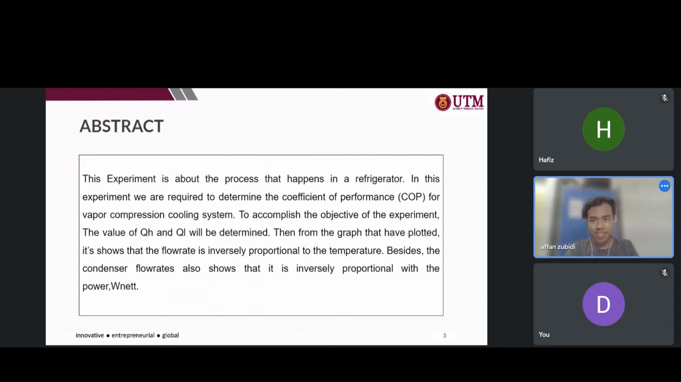We should plot the graph, and from the graph that we have plotted, we can see that the flow rate is inversely proportional to the temperature. Condenser flow rates also show that it is inversely proportional to the power, or W net.